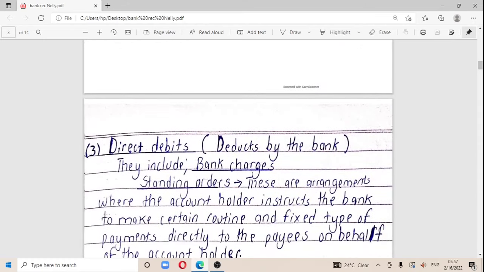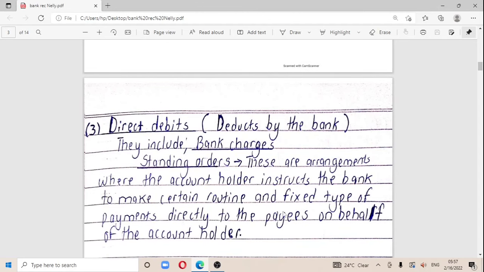Let's continue. So I was dealing with direct debits, which are deductions by the bank. This is what the bank deducts from your bank account. They include the bank charges. They can include the standing orders, and standing orders are simply agreements where the account holder instructs the bank to make certain routine and fixed types of payments directly to the payees on behalf of the account holder.